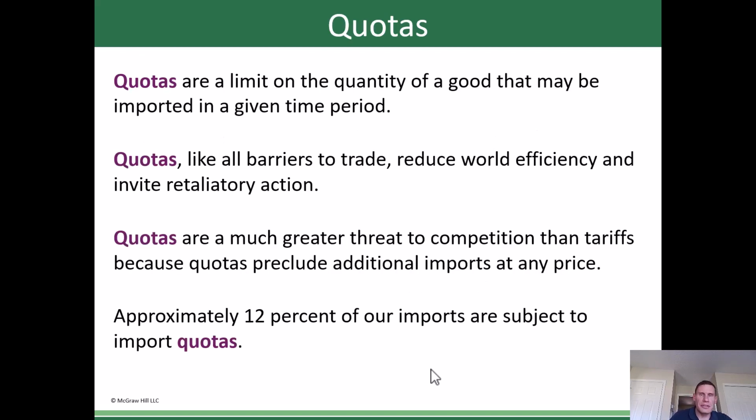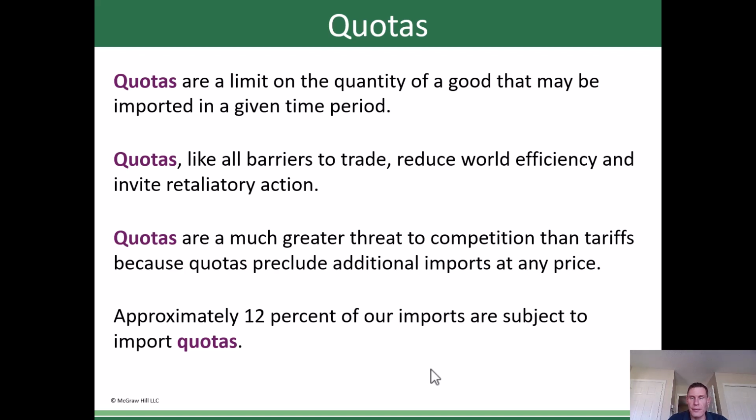All right, let's now talk about quotas. Quotas are a limit on the quantity of a good that may be imported in a given time period. Quotas, like all barriers to trade, reduce world efficiency and invite retaliatory action. So if country A puts a quota on so-and-so, then country B may do the same thing, and it doesn't really help either of them.